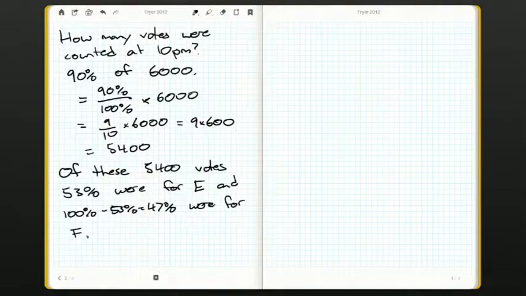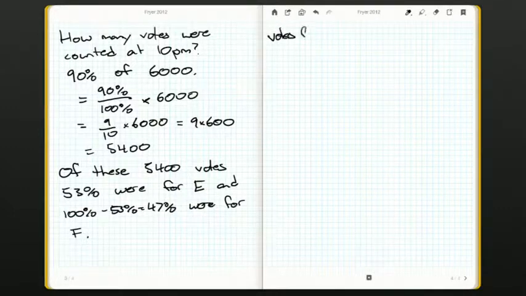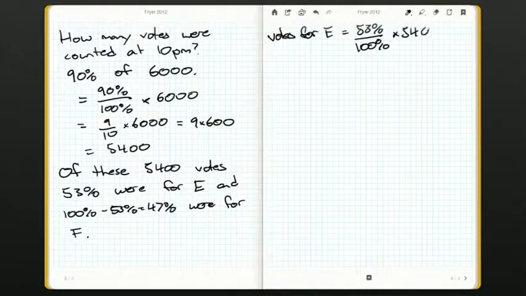So we know that 53% of these votes, these 5,400, were for E, and the remaining 47% were for F. So how many votes were for E? Well, 53%. We have to turn that into a fraction so that we can use it. Times 5,400. And that's going to be equal to 2,862.